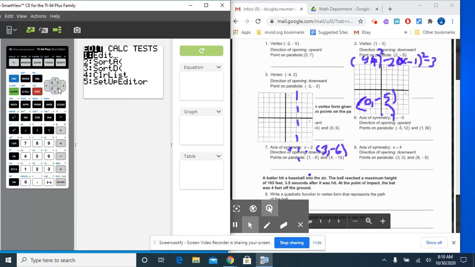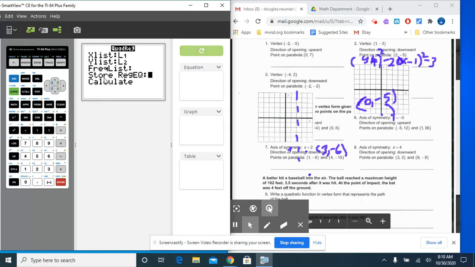Back to stat again, calculate. So you see we're kind of doing the same thing. Option 5, quadratic. But this time I want to look at the graph. So this time I'm going to stop at store regression equation, or store reg EQ. And I introduced this back in August, September-ish, but it comes back around again, so it's a good time to learn it.